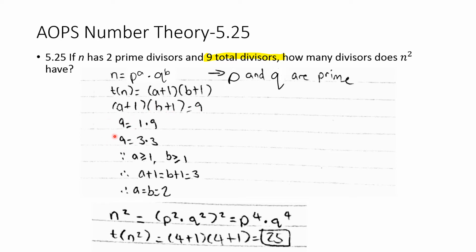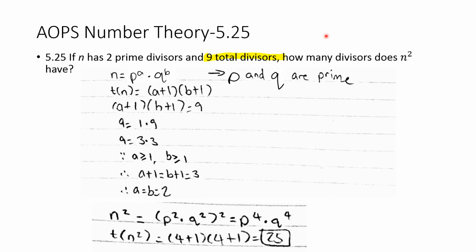Now since 9 is equal to 1 times 9 and 3 times 3, that means, since a is greater or equal to 1, and b is also greater or equal to 1 because it can't be 0, because then p to the power of 0 or q to the power of 0 would just be equal to 1 or basically nothing. So that means a plus 1 is equal to b plus 1, which is equal to 3, because it can't be 1 times 9 then. So a is equal to b, which is equal to 2.